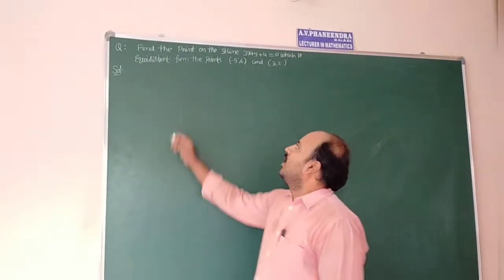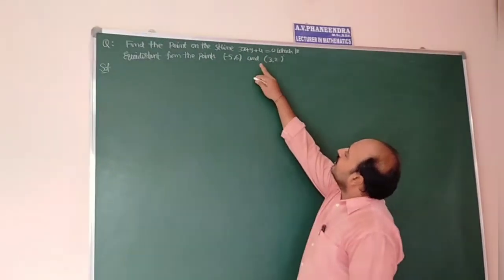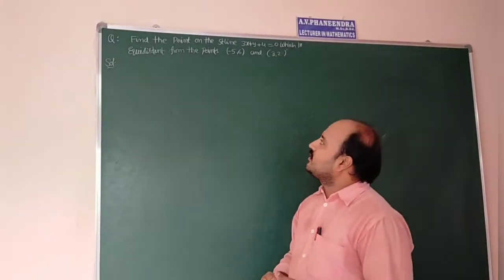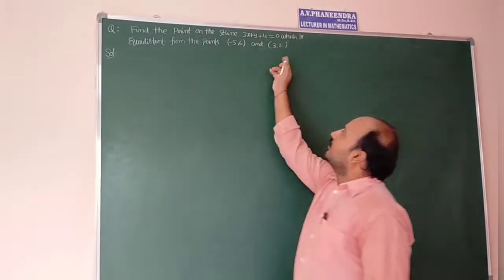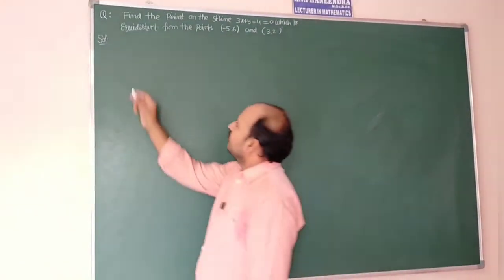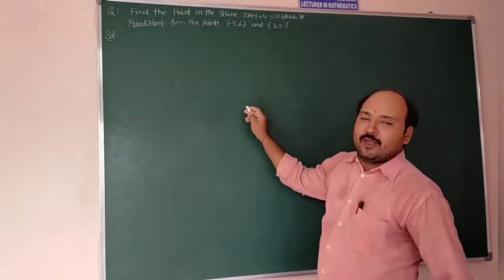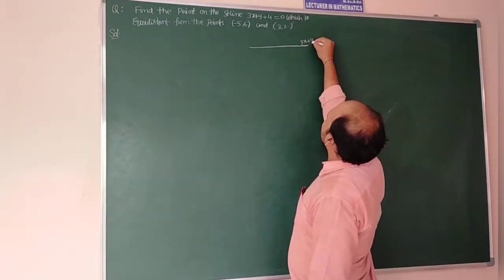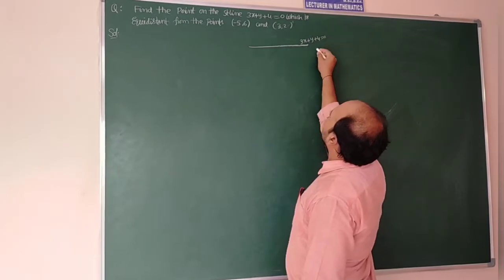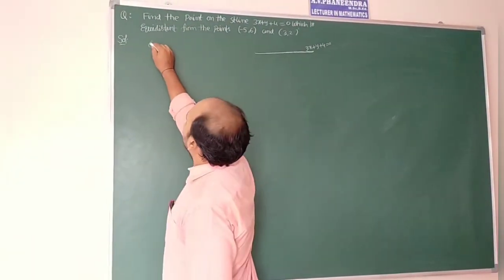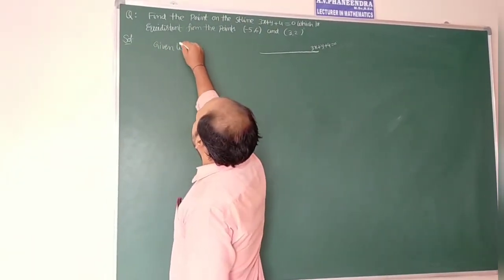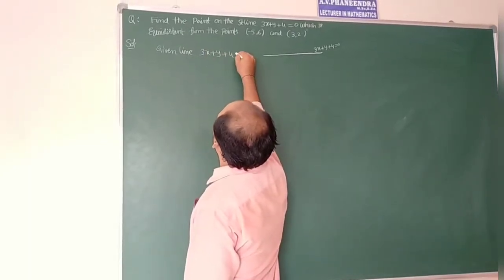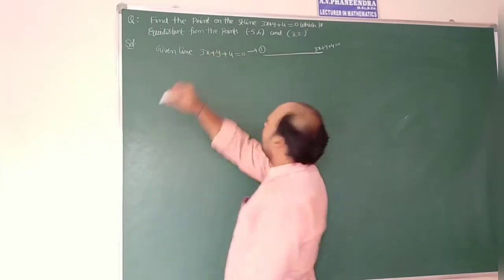Next question. Find the point on the straight line 3x plus y plus 4 equal to 0, which is equidistant from the points (minus 5, 6) and (3, 2). So first find the point on the straight line. A rough diagram: this is the line 3x plus y plus 4 equal to 0. Given line 3x plus y plus 4 equal to 0. Put that as equation number 1.